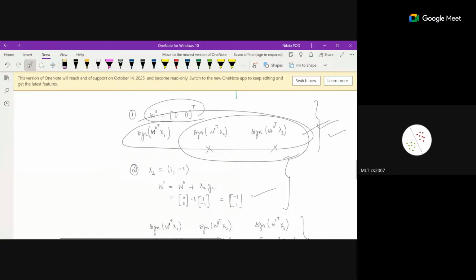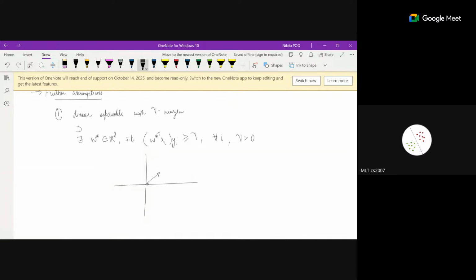So if this is my W, this is my decision boundary. This is the margin that we have for the data set. There exists some W star belonging to R^D. What does it mean? Some W means at least one W, or more than one W. It can exist, at least one.